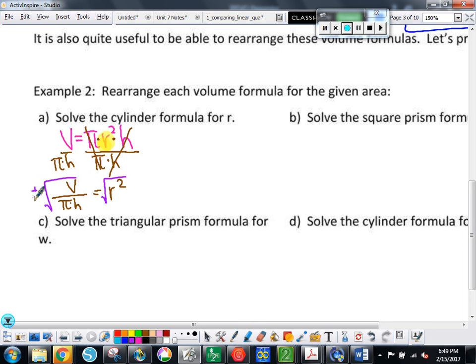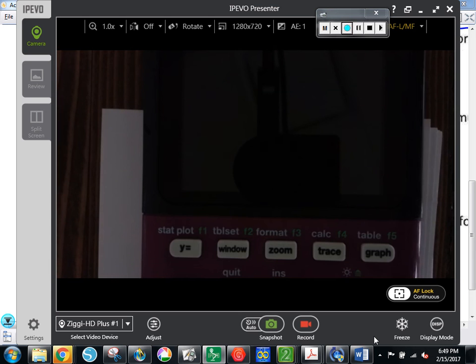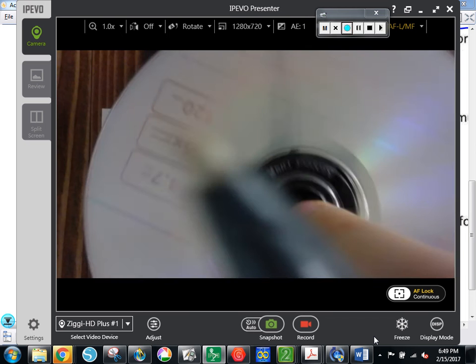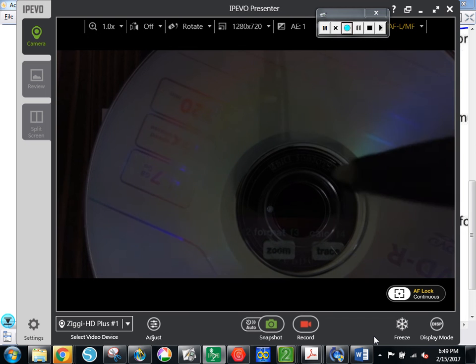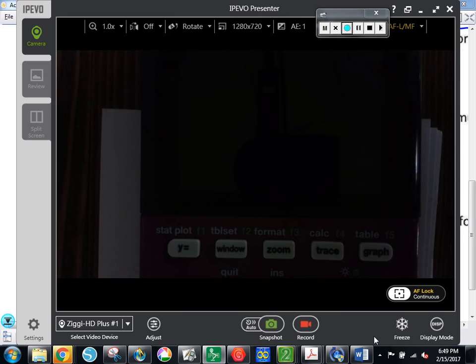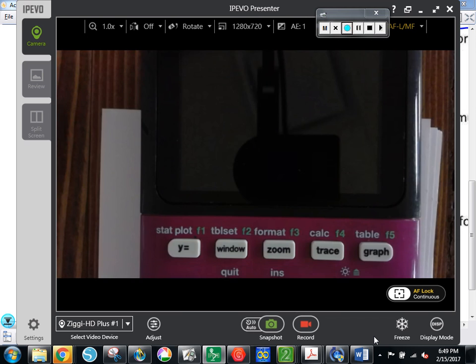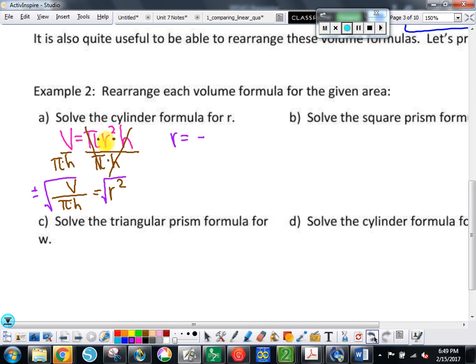However, is it necessary in this case? If I put a plus or minus, that would indicate that your radius could be negative. Is it possible for the radius of something to be negative? Think about it. Is the radius of this disk negative, or can I actually measure it? So the radius of something is always going to be positive, so I don't need that plus or minus. You only have to worry about the positive.